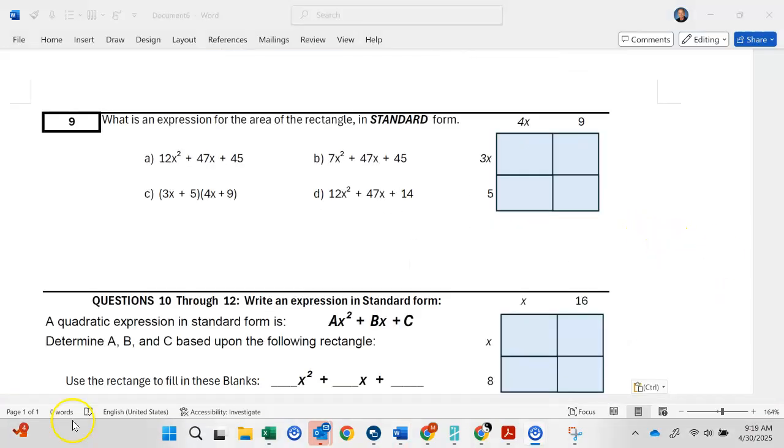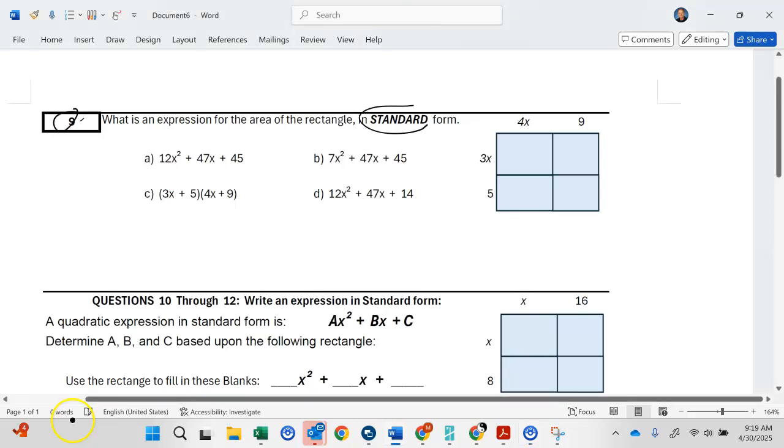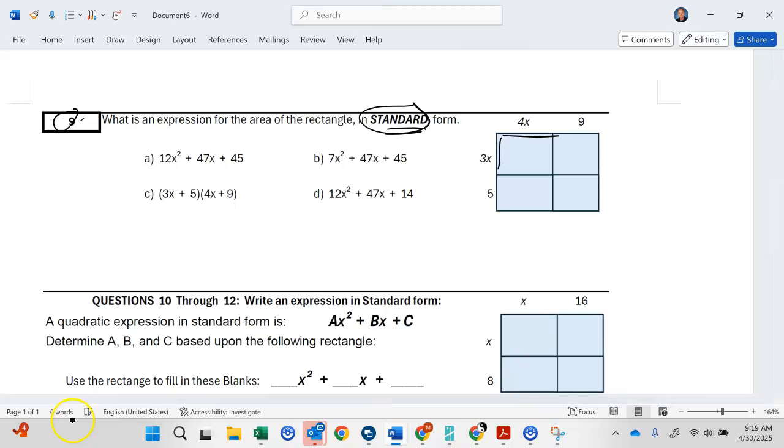Okay, so number 9, same process, standard. So we're going to find each piece. We do this one, 4x times 3x. That is 12, but not just x, 12x squared. Because remember, it's 3x times 4x. Those two multiply 12, then the x's multiply to x squared, okay?